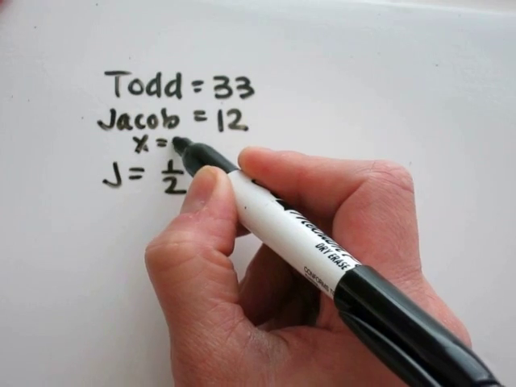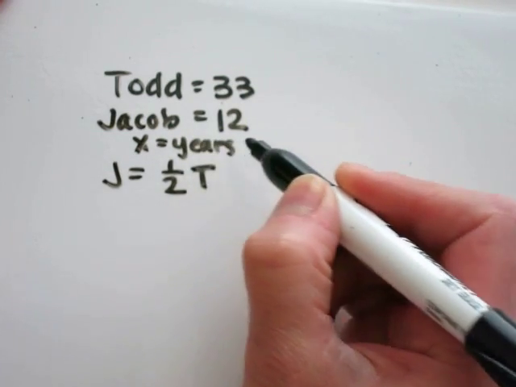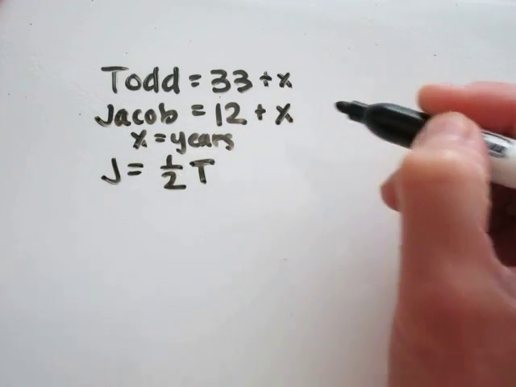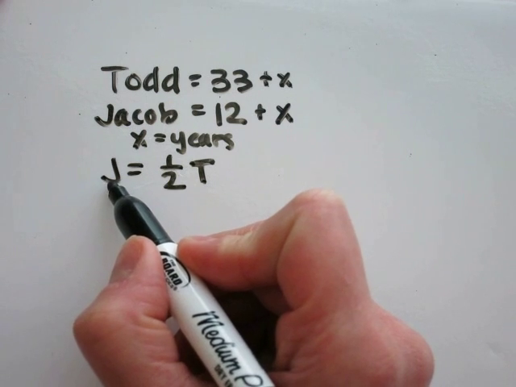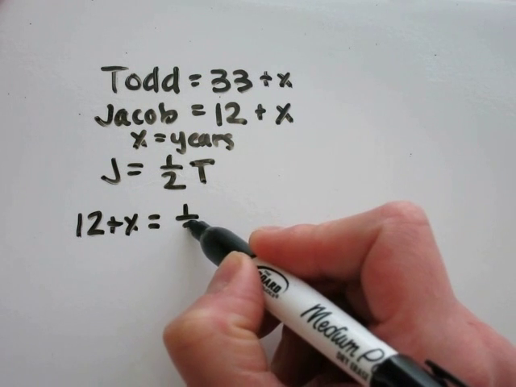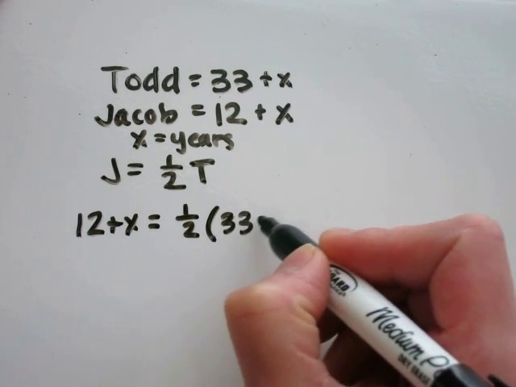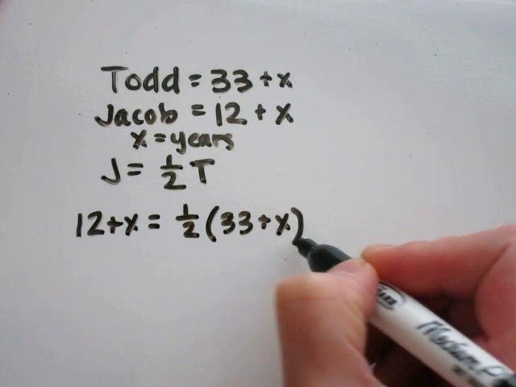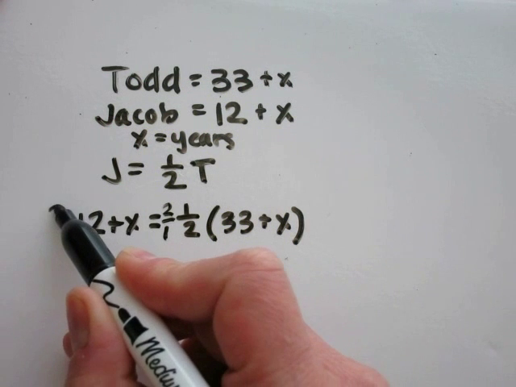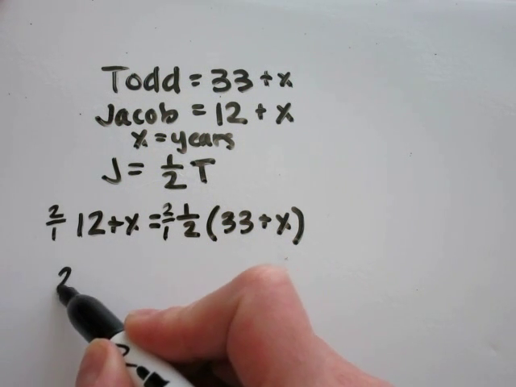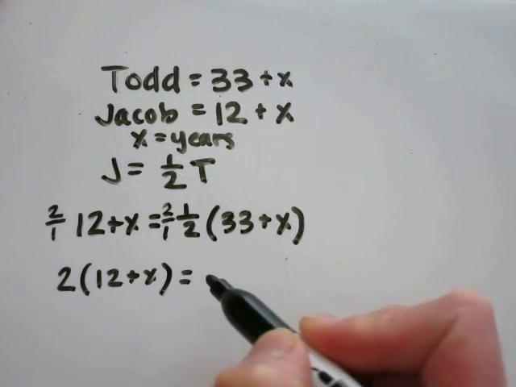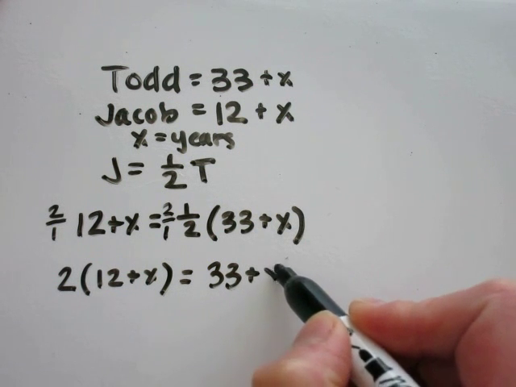So we have x, which is going to be the number of years. So take this x amount of years and add it to each person's age. Now we'll fill it into our equation. Jacob is 12 plus x. Todd is 33 plus x. I want to get rid of this fraction, so I'm going to multiply 2 over 1 times each side. Leaves me with 2 times 12 plus x equals 33 plus x.